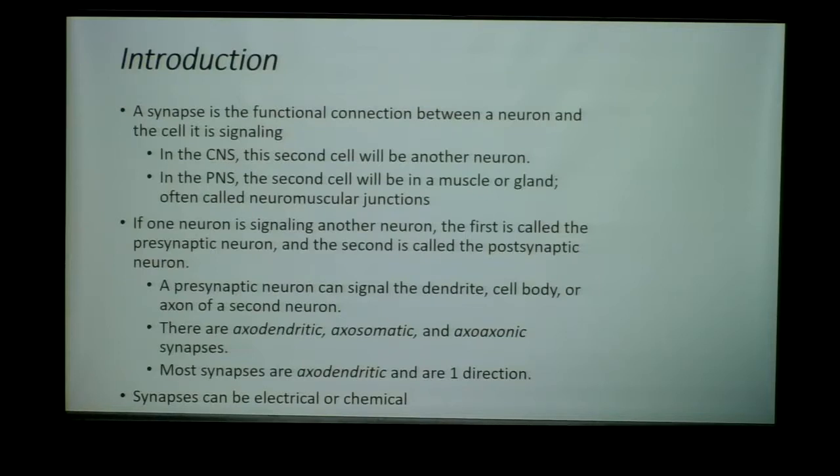And then synapses can also be described in a different way. Okay, so don't confuse these categories. We can describe a synapse as electrical or chemical, but we can also describe its anatomical relationship as axoaxonic, axodendritic, or axosomatic. Okay, so let's just describe what that means here.